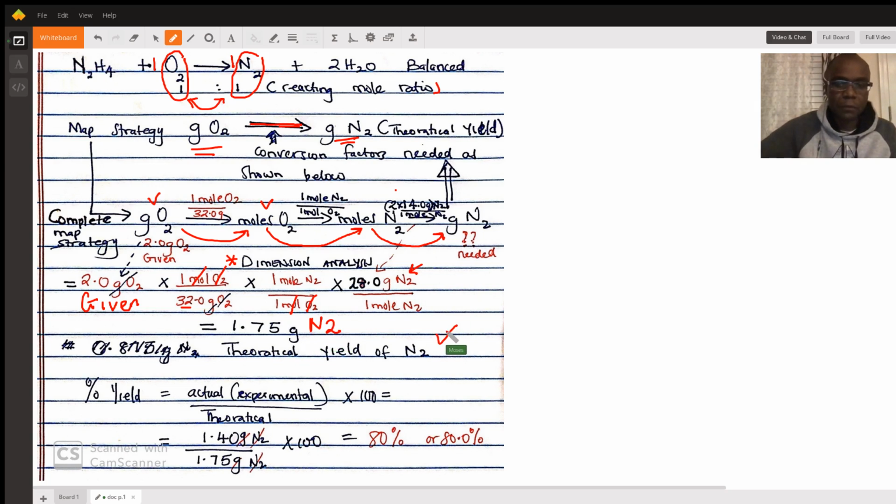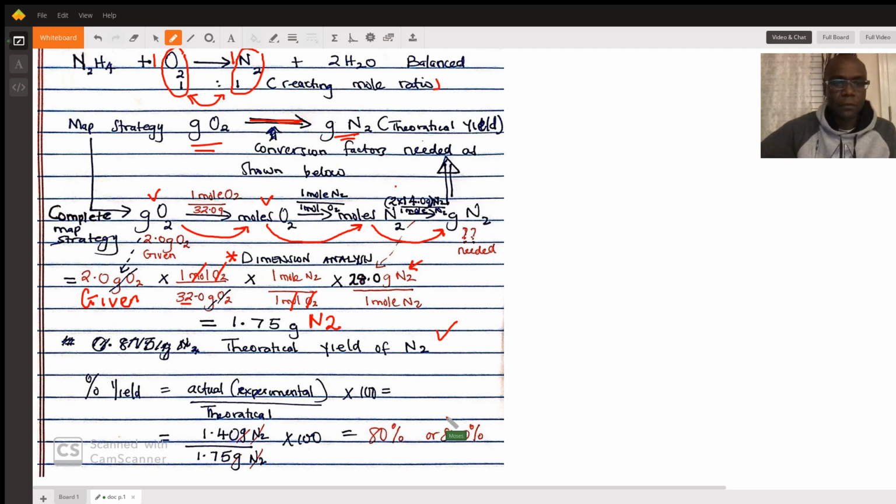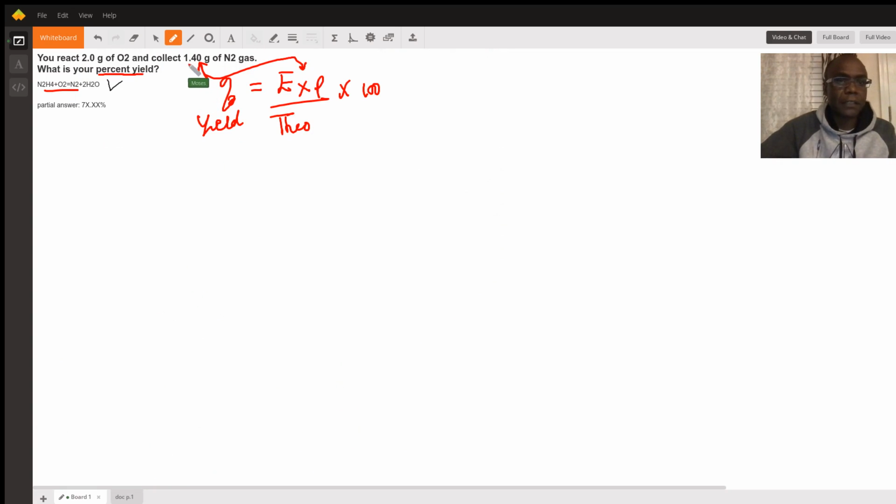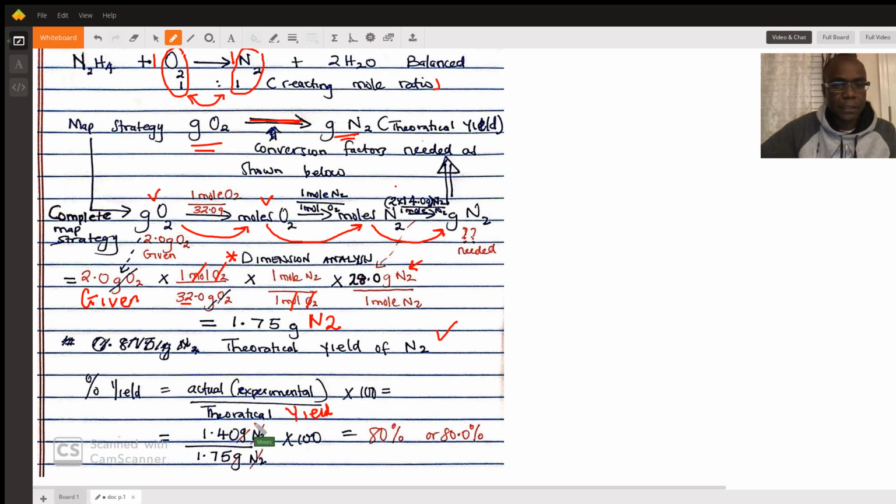We go back to our formula for percentage yield, which is percentage yield is given by actual yield, or the experimental yield, divided by theoretical yield, and then we multiply by 100 because we need a percentage. So remember, the question said that you actually got 1.4 grams of nitrogen gas. So the percentage yield will be the actual, which is the 1.4, divided by the theoretical, which you just determined up there, times 100. Turns out the answer is 80%.